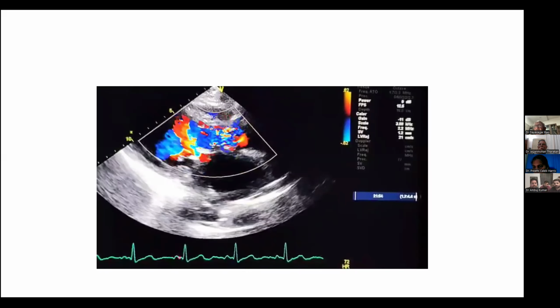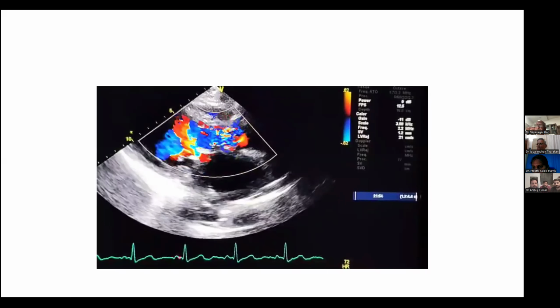What are the values of these two to say aortic regurgitation is severe? Vena contracta and regurgitant orifice area. These are all standard things, no? Vena contracta more than 6. Sir, more than 6 mm in case of severe AR.